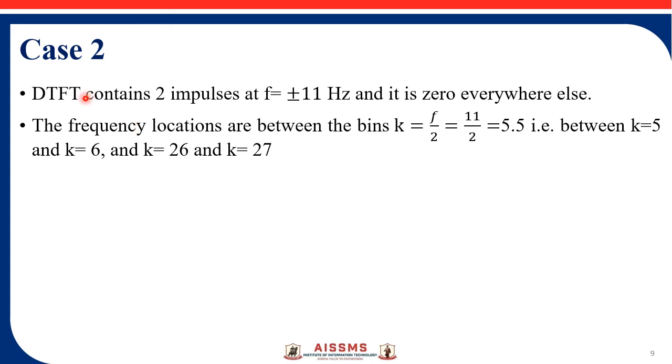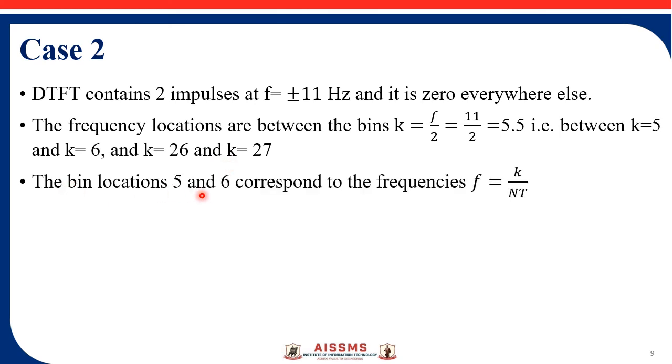Now, since the time domain sequence is a pure sinusoid, the discrete time Fourier transform contains two impulses at frequency plus minus 11 Hz, and it is 0 everywhere else. However, the frequency locations are between the bins, k equal to f by 2. So what is f? It is 11 Hz upon 2, which is 5.5. That is between k equal to 5 and k equal to 6, and k equal to 26 and k equal to 27.